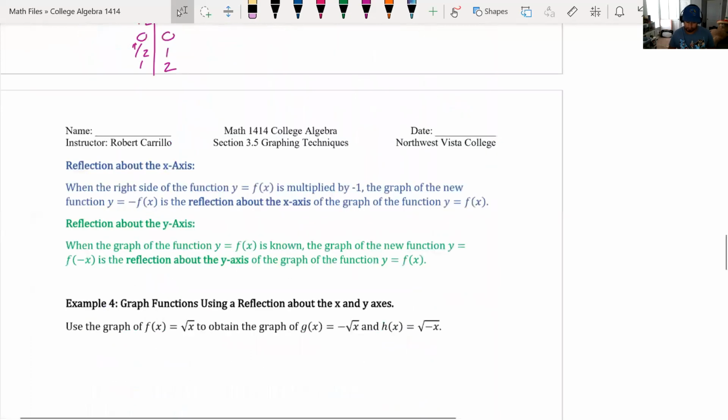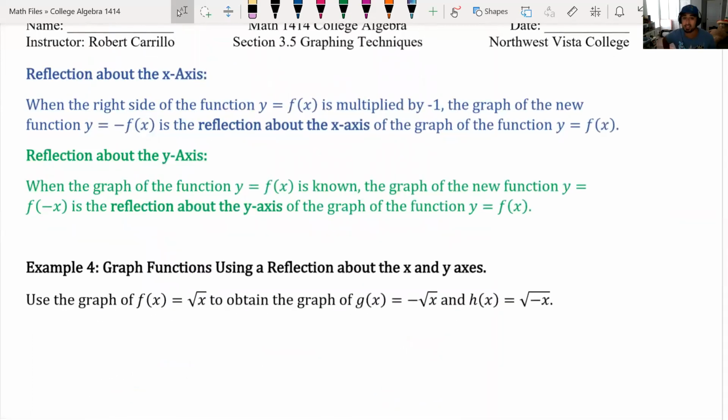You get a reflection about the x-axis if the function is multiplied by -1, as you see there. So if it was y equals -2x, you would take the parent function and flip it over the x-axis. That's it. So if there's a negative in front, that's all. Reflection about the y-axis: if there's a negative inside, you will flip it over the y-axis. So that would look like y equals the square root of -x. You would take that and flip it over the y-axis.